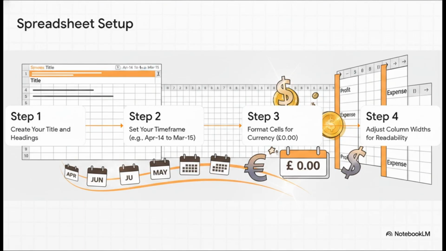First, let's merge some cells and get a nice, clean, professional title. Then, we set our time frame. And a little trick here, you can just type the first month, say April 14, grab that little corner and just drag it across for the whole year.